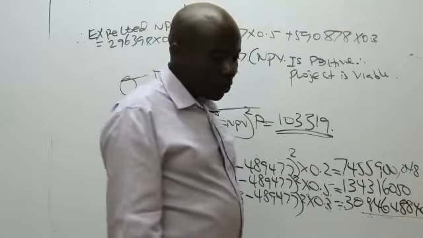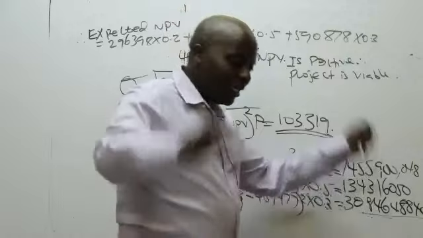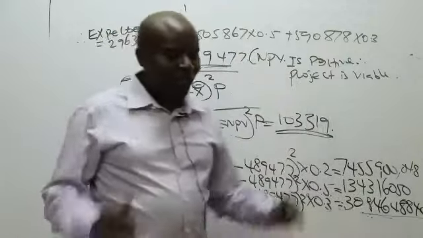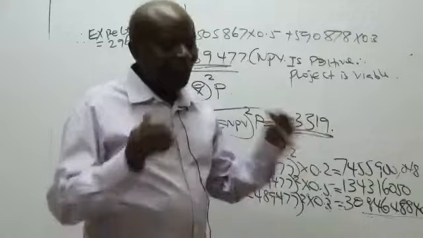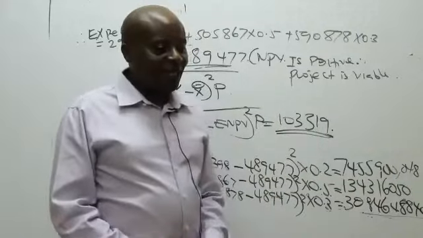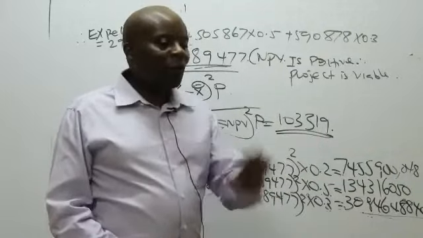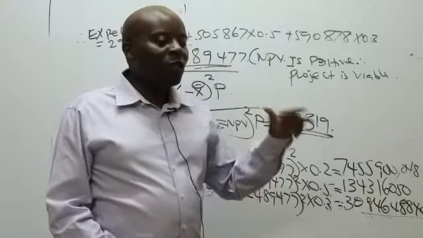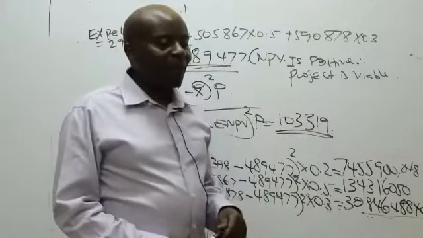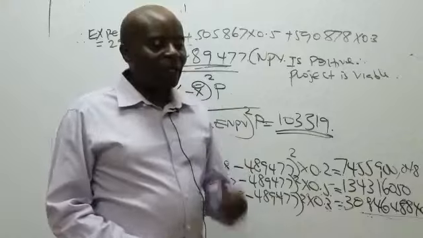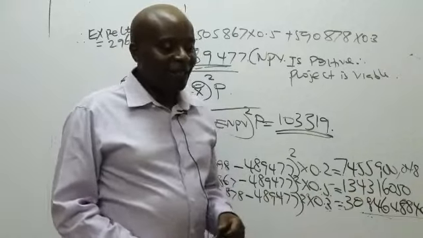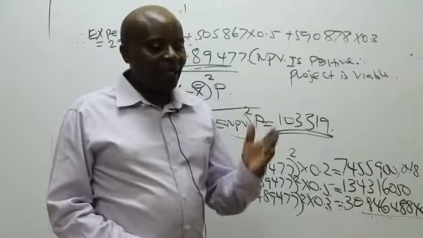103,319. Now they're coming with the figure. 103,319. Eric is still getting that. Oh, no problem, Eric. What you're supposed to do is now to say square root of that answer. Thank you very much, Catherine Njoki. Thank you very much, Yegon.